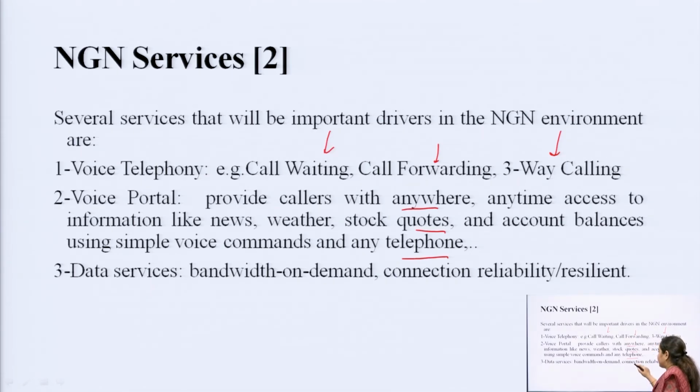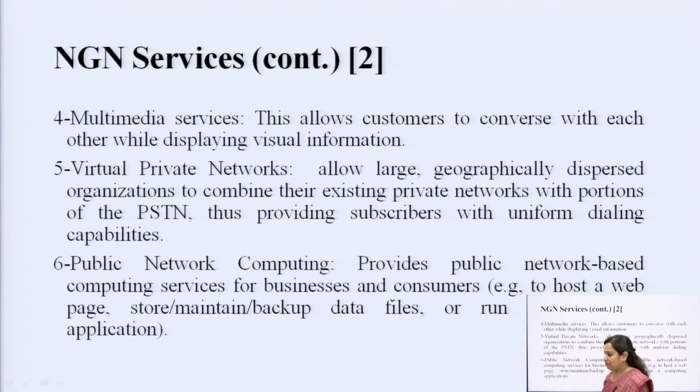Then data services, bandwidth on demand, connection reliability, resilient. So, these are some of the additional services that have to be provided to make up an NGN service. Next is multimedia services. This allows customers to converse with each other while displaying visual information. There are different types of multimedia services, and they have to be added to the existing network to make up an NGN network.